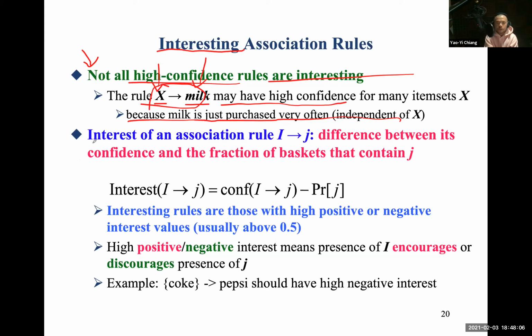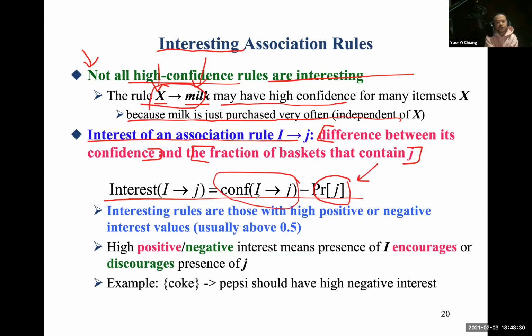So we want to generate a score to help us understand how interesting a rule is. The interest of an association rule is the difference between its confidence and the fraction of the baskets that contain J. What does this mean then? Well, the formula is this. Very simple. You know how to calculate confidence. You just need to look at this. So this tells you, without looking at any of the rule, how likely would J be in the basket, right? This is your prior knowledge of J.